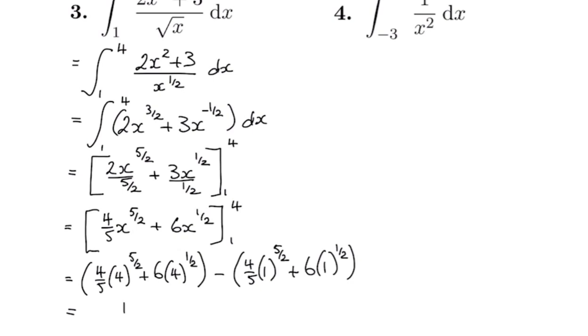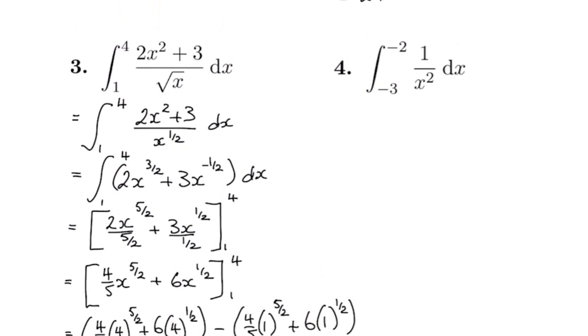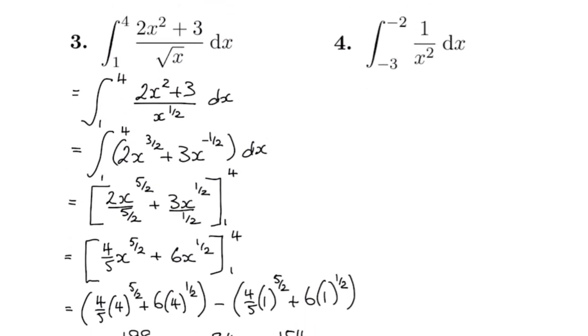The first bracket gives us 188/5. The second bracket gives us 34/5, giving us a final answer of 154/5. Okay, and again, you can pop that in your calculator, you type the original question in, it will give you 154/5.